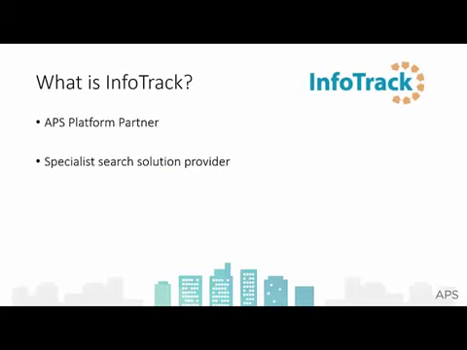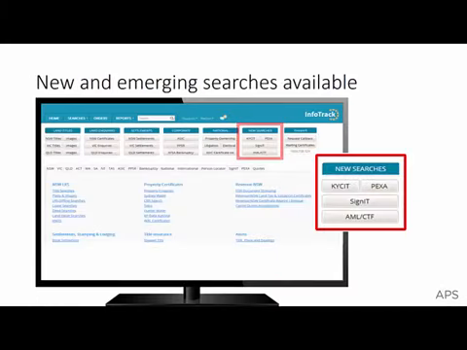What is InfoTrack? Well, InfoTrack is a third-party company that is an APS platform partner. What they do is they provide search solutions. They are a specialist in this area, so we've partnered with them to provide you the best service available. New and emerging searches are available all the time, and they're available in both Australia and New Zealand. Searches can assist accountants complete the relevant due diligence and compliance obligations they need with ease.